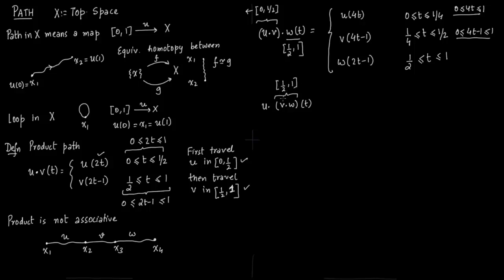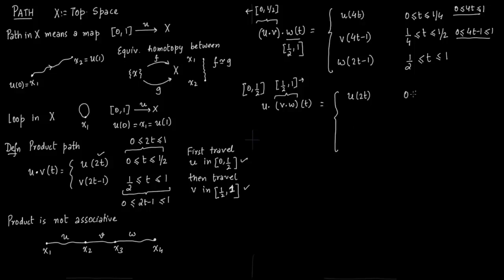So from half to 1 you travel v and w, and the first part you travel is 0 to half. Now again you have to split the second part into two parts. Half to 3 by 4 you travel v, and 3 by 4 to 1 you travel w. And that is what we are going to write the t as.